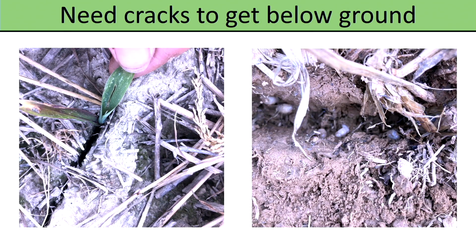So slugs don't really dig, they're very soft. So the way they get below the soil is by finding cracks and crevices in the ground. So here you can see they're starting to feed actually on the plant before it even got out of the ground. And they did that because they can get into the seed slot here. This crack is letting them get down there.